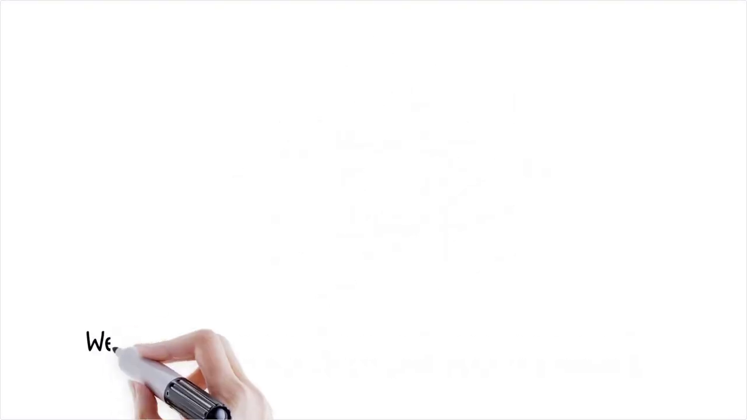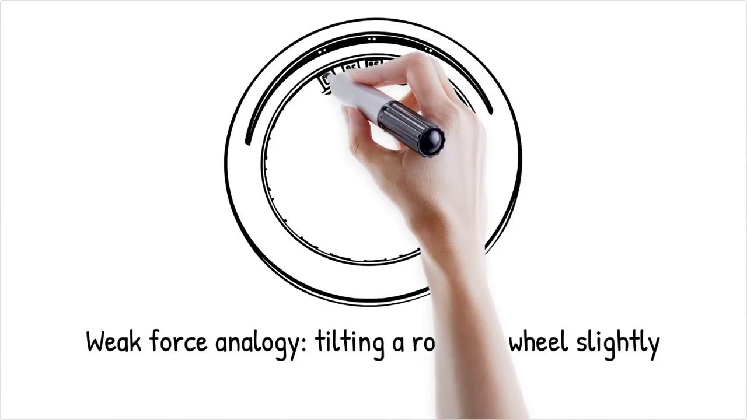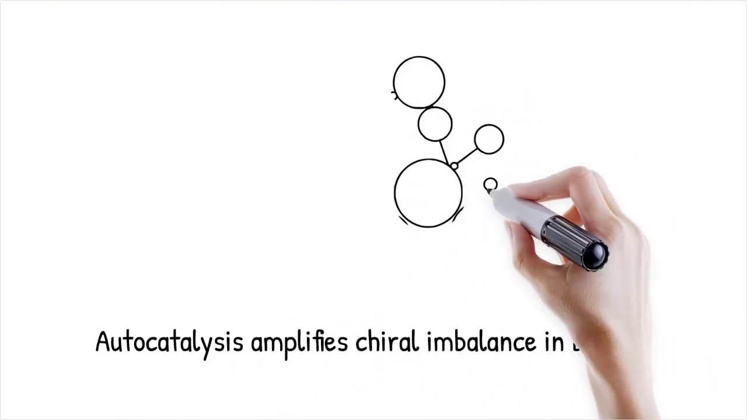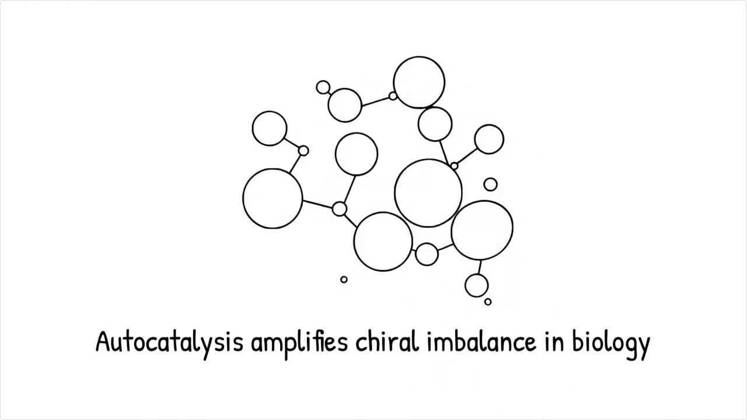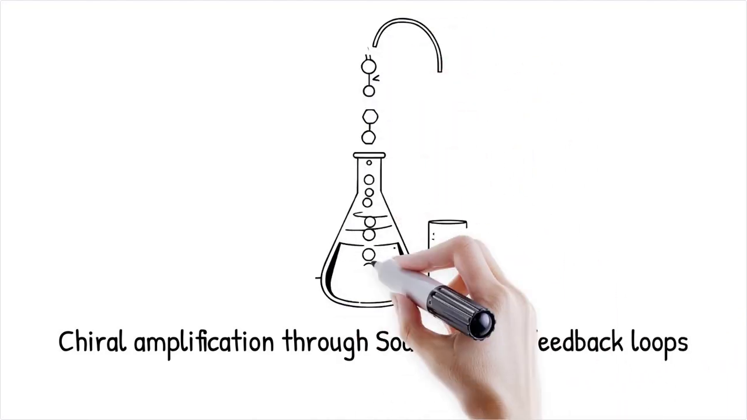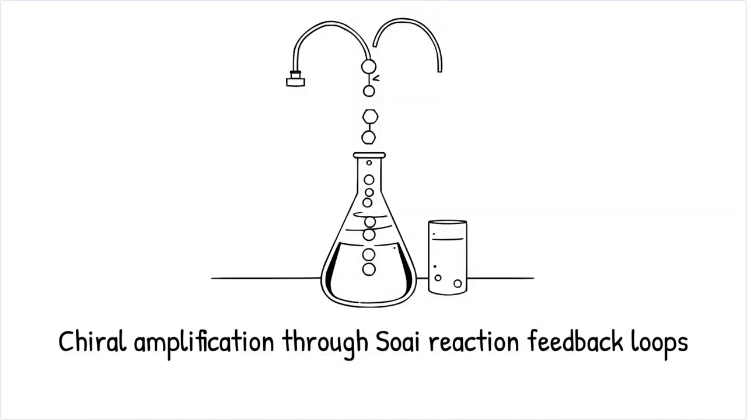It is like tilting a roulette wheel by a fraction of a millimeter. While the bias technically exists, it is nearly imperceptible over short time frames. Once a slight excess of one enantiomer appears, autocatalytic reactions can exponentially amplify this imbalance, leading to homochirality. The Soai reaction, for instance, shows that an initial enantiomeric excess as small as 0.0001% can result in nearly 100% chiral purity in the final product.